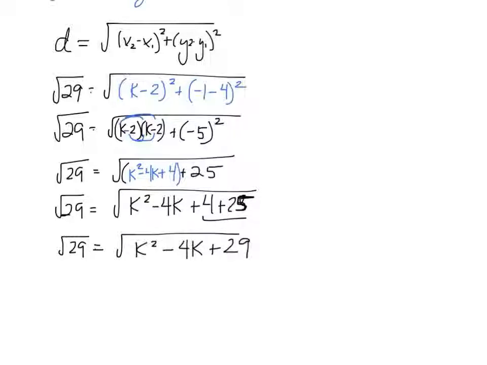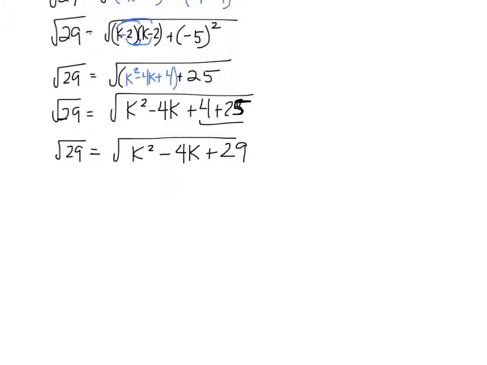So I need to get rid of that, and the only way you can clear a square root is by squaring it. And I have a square root on both sides here. So fortunately, what that means is I can square the left side of the equation and square the right side of the equation. And that means that my square roots cancel with the squares. So I end up with 29 coming out of the square root symbol now, and k squared minus 4k plus 29, also out of its square root sign. Now I can solve for k.